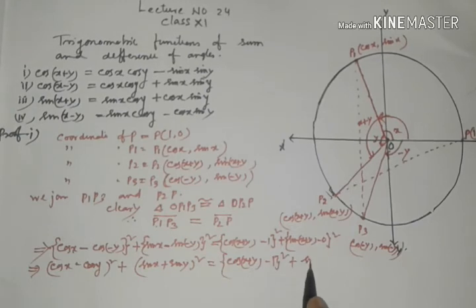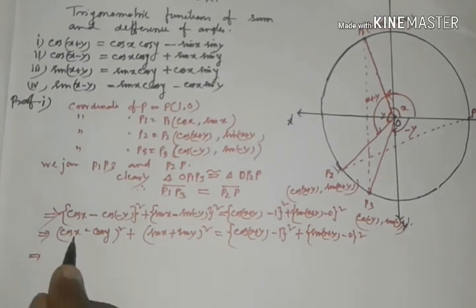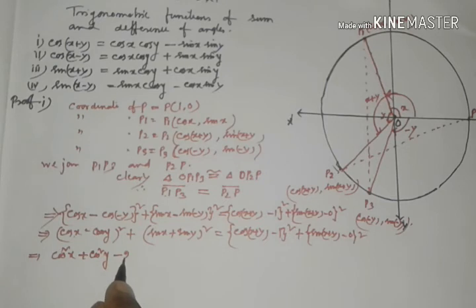This is sin x plus y minus 0. Now we have to split it with the help of the a minus b whole square formula. This is cos square x plus a square b square, minus twice cos x cos y. This is the formula.